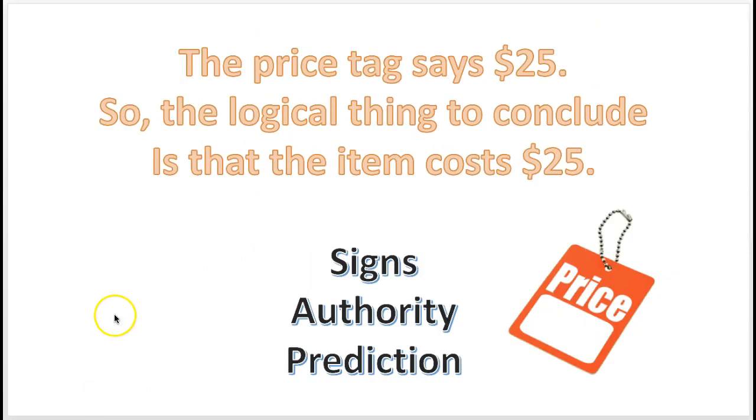Okay, here's a final practice problem. What type of inductive argument is this? The price tag says $25. So the logical thing to conclude is that the item cost $25. Is this an argument from signs or authority or a prediction? The answer is, that's right, the argument's an argument from signs. The price tag is a sign.